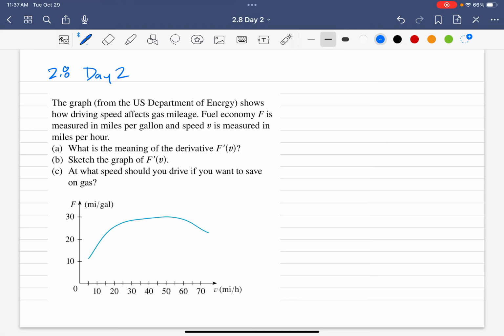All right, 2.8, day 2. Let's look at number 14. When you're looking at 14, it says, if this is your fuel economy in miles per gallon, and this is your velocity in miles per hour, then what is the meaning of F prime of V? Well, one way to think of that is it's the change in F over the change in V. So this is the change in fuel economy divided by the change in velocity.